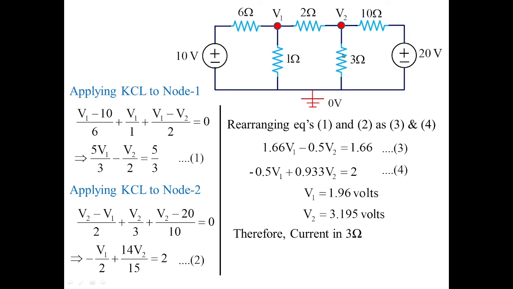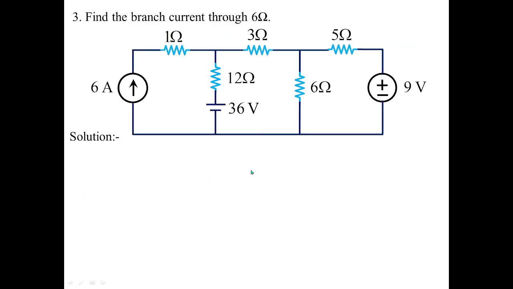So in node analysis, we have to follow this method. In mesh analysis, we have to follow that method. So you got the value of V2 by 3 is equal to 1.065 amperes. So this is how we calculate the current in 3 ohms using node analysis.